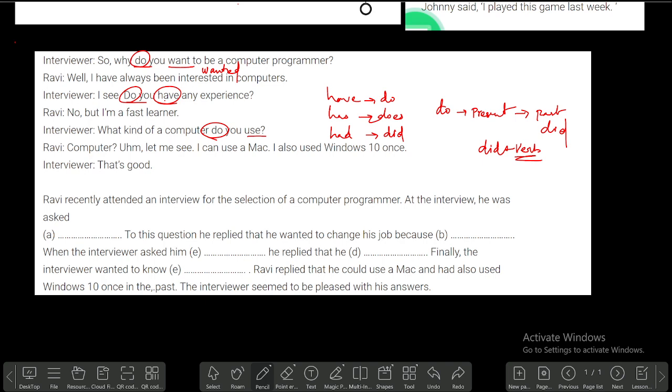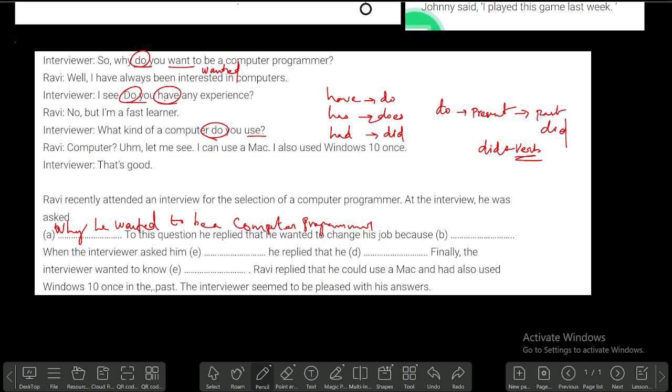Okay, let me get into the answer. So what is the very first one? Why do you want to be a computer programmer? What should be your indirect form? Why he wanted to be a computer programmer. So this should be your answer.